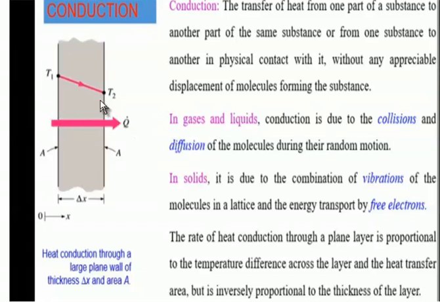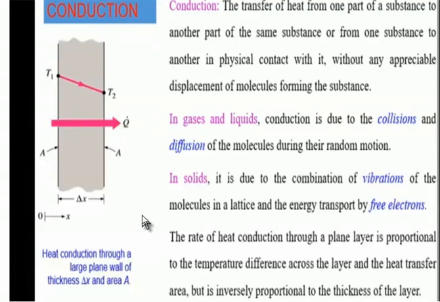It is T1 minus T2 times area. That is, you can say that Q dot is directly proportional to delta T times A, and this Q dot is inversely proportional to the thickness of the wall. That is what the statement given here says: the rate of heat conduction through the plane wall is directly proportional to the temperature differences and the area, and inversely proportional to the thickness. So this is the conduction mode of heat transfer.